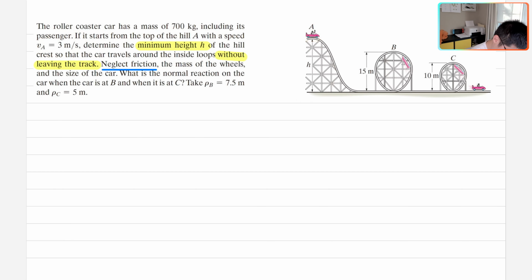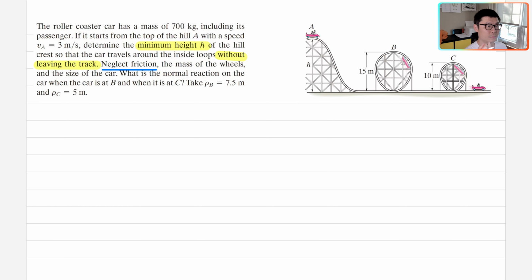What is the normal reaction on the car when the car is at B and when the car is at C? Of course, after we calculate h, we'll determine the reaction force at B and the reaction force at C from the track supporting the car. We'll take the radius of curvature rho B as 7.5 meters and rho C as 5 meters.